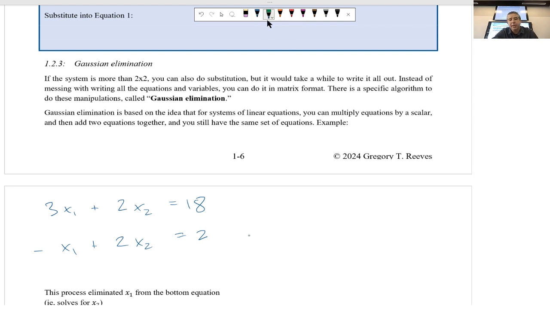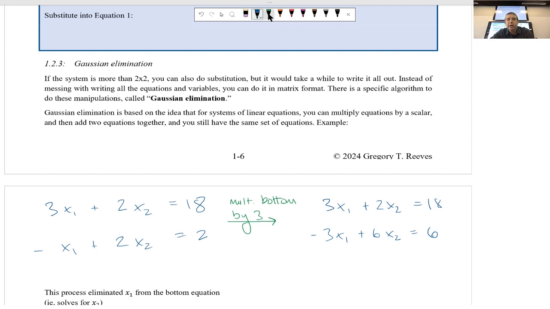But what I can do is I can take that, I can do row operations on here, or these linear operations. And so what I want to do here is I'm going to take the bottom row, the bottom equation, and multiply the bottom by 3. And when I multiply the bottom by 3, and then replace the bottom equation with that new equation, I get 3x1 plus 2x2 equals 18, because I haven't changed the top equation at all. The bottom equation becomes negative 3x1 plus 6x2 equals 6. And so now I have the same two equations, just the bottom one has been multiplied by 3.